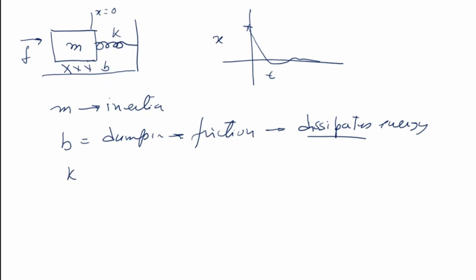What about the spring? What is the spring going to do? Spring is going to absorb energy and is going to give it back. So there is no dissipation of energy here. Out of these three parameters, it is only this one which is dissipating energy. That means it's converting the energy from whatever is given to it into heat, and that energy is being lost.